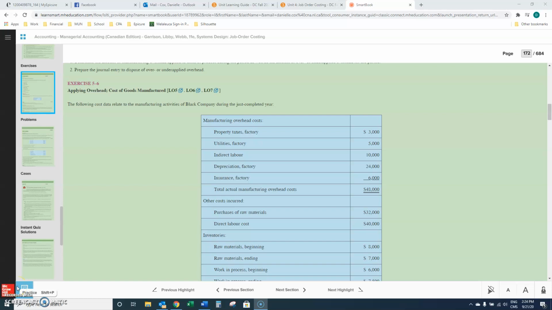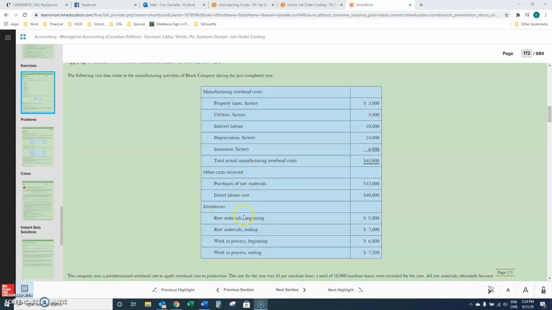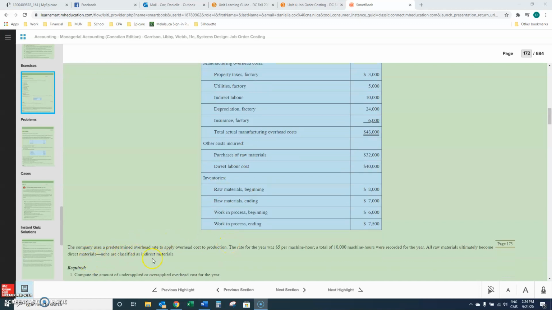Hi everybody, let's take a look at exercise 5-6. So we're given a bunch of cost data for a company: information on manufacturing overhead costs, other costs incurred, and inventory. The company uses a predetermined overhead rate to apply overhead costs to production. The rate for the year was $5 per machine hour, and a total of 10,000 machine hours were recorded during the year. All raw materials ultimately became direct materials. None are classified as indirect materials.